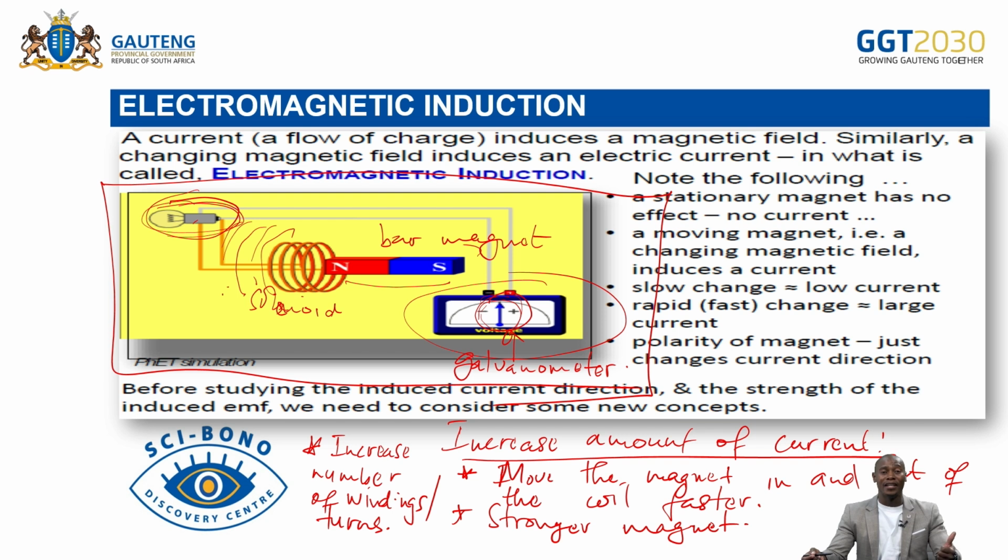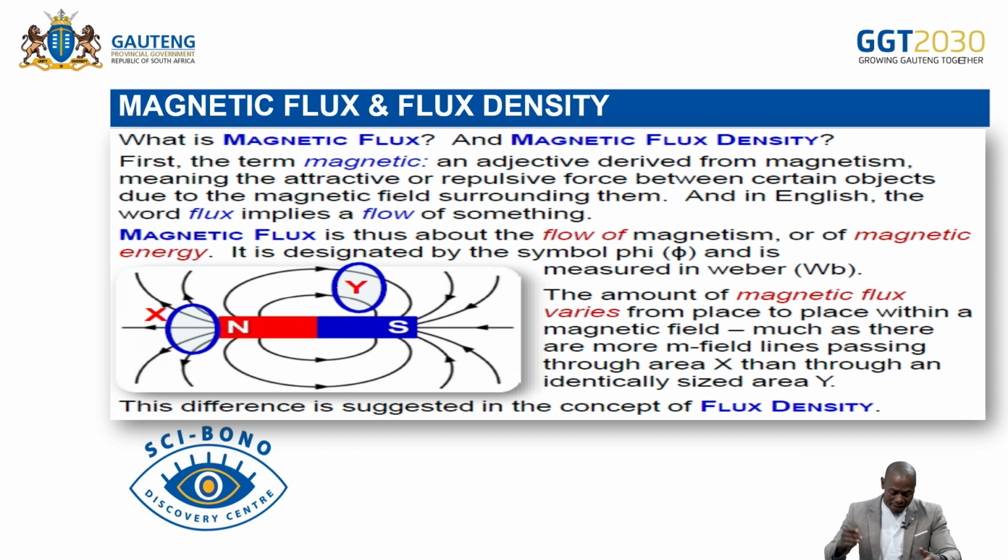Three, if let's say you're using a loop, you can use what now? A solenoid, right? So by doing that, you're increasing the number of windings or turns. And if you increase the number of windings or turns, what is going to happen? EMF, or the current that is induced in that coil, is going to do what? To increase, right?